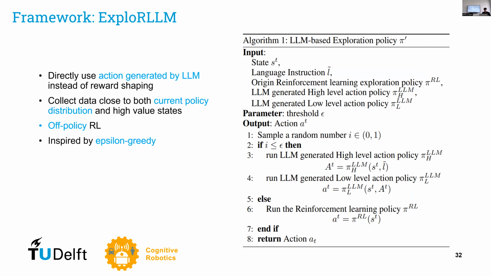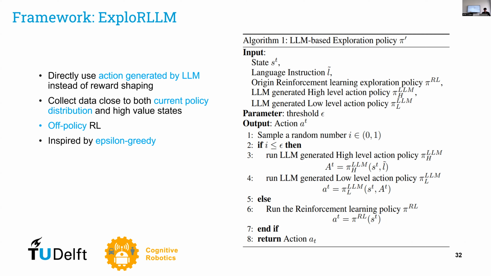And our main contribution is our exploration. Firstly, we directly use actions generated by a large language model instead of reward shaping. For example, other works use reward shaping to guide reinforcement learning, but we just use actions generated by the large language model. We want to collect data in reinforcement learning that is close to both the current policy distribution and the whole state distribution, and put that data inside the off-policy reinforcement learning. The quality of the replay buffer in off-policy reinforcement learning is decisive for the result.